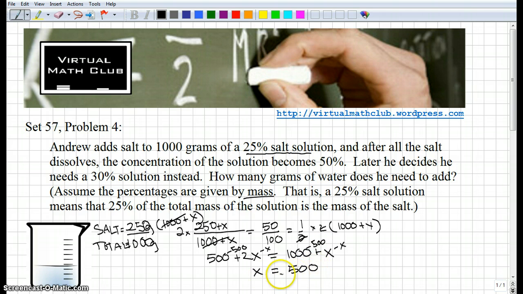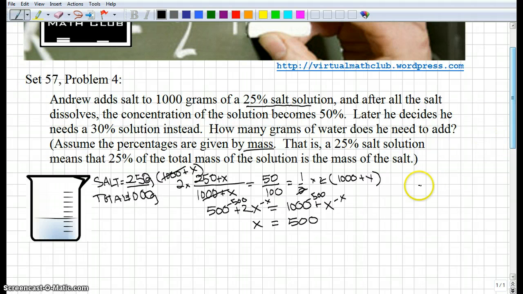So then we have 500. So x is 500. Now what did we define x as? x is the amount of salt that Andrew adds to create this 50% salt solution. So we added 500 grams. But we're not quite done. What we've got now is the 50% solution, and then he decides he needs the 30% salt solution, so he's got to water it down. So now we have a total of 1,500 grams of solution, because we had 1,000 and we added 500 grams of salt.